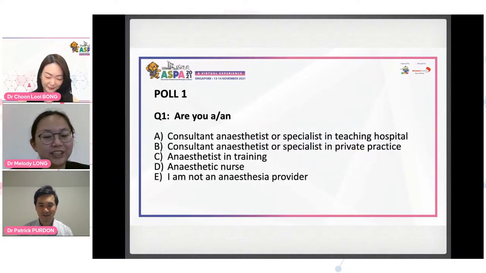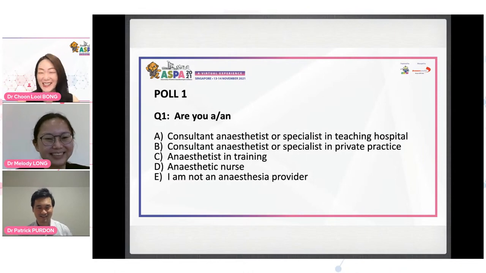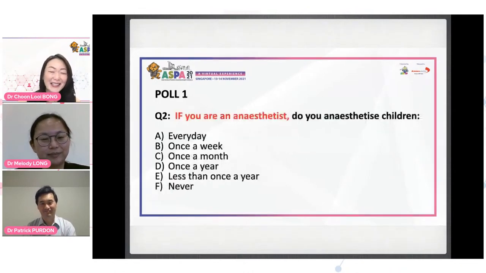In the poll for the first question, we would like to know whether you are a consultant anesthetist or specialist in a teaching hospital, in private practice, an anesthetist in training, a nurse, or not an anesthesia provider. The responses: 14% not anesthesia provider, 64% consultant anesthetist in a teaching hospital, 7% in private practice. We don't have any nurses amongst us today, and 14% of us are anesthetists in training. That's fantastic. Welcome everyone. So at least we know who's listening to us. That's wonderful.